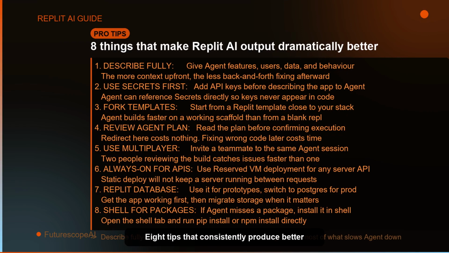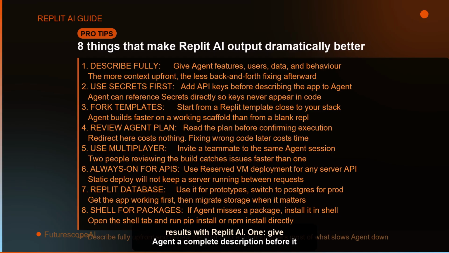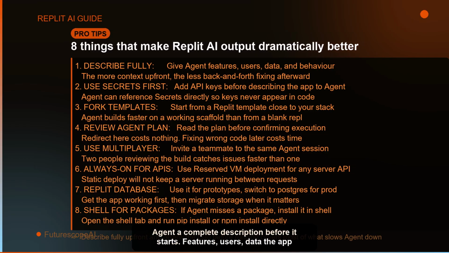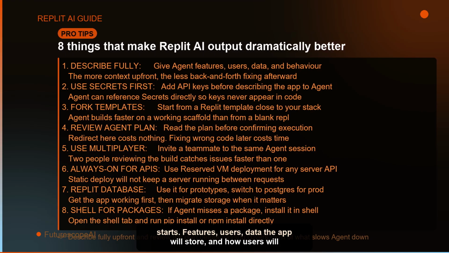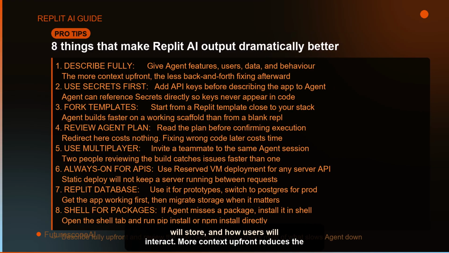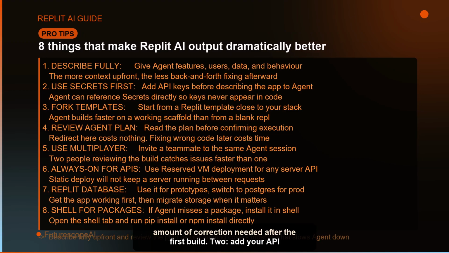8 tips that consistently produce better results with Replit AI. 1. Give Agent a complete description before it starts. Features, users, data the app will store, and how users will interact. More context up front reduces the amount of correction needed after the first build.